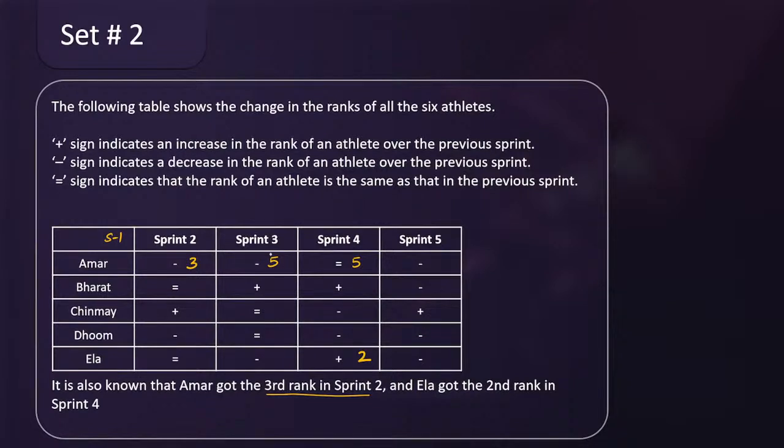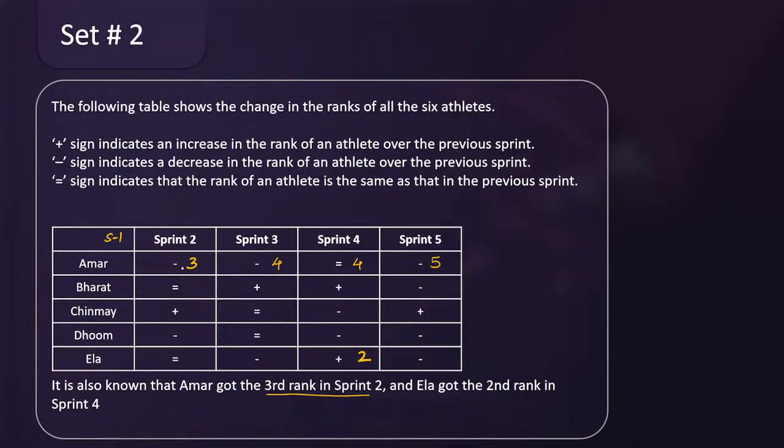So that means Amar cannot get rank number 5 in sprint number 3. So the only possibility is rank number 4 in sprint number 3. Okay. And then rank number 4 here and then rank number 5 here.